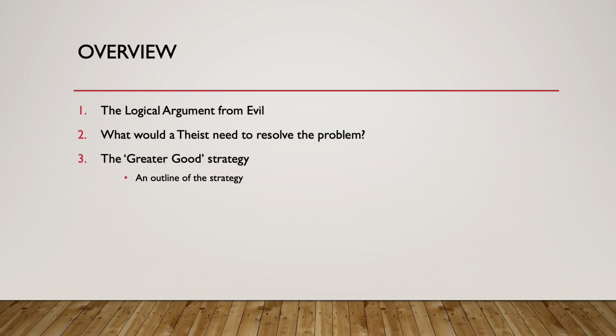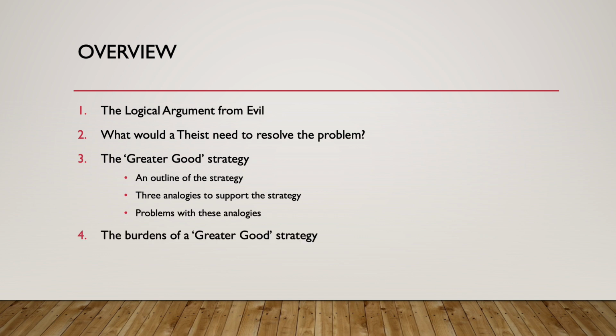Then we'll outline the strategy, and we'll talk about some of the analogies that are sometimes used as a way to try to support the strategy. And then we'll talk about some problems with those analogies. Then that'll lead us into a discussion of the burdens of a greater good strategy. And this will have to do with the discussion from our dialogue about the Barber case, and we'll distinguish between what's sometimes called a theodicy and a defense.